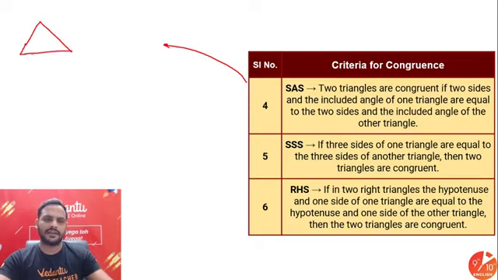Okay, side angle side. So suppose these are the two triangles we have. This side and this side is equal. This side and this side is equal, and the angle between them is also equal to each other. This is side angle side. So both the triangles will be congruent.